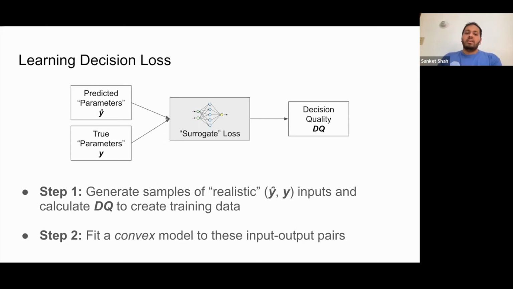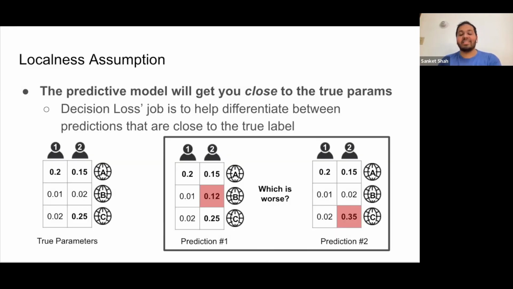Okay. How do you generate these realistic inputs? It's not clear. The assumption that we use in this paper is that a predictive model will get you close to the true parameters, but the real job that the decision loss has to do is differentiate between these two points that are close to the true parameters, but not exactly the true parameters. So in the context of our example, on the left-hand side are the true labels, and on the right-hand side are two possible predictions, right? And which one is better and which one is worse is the question that the decision loss has to answer.